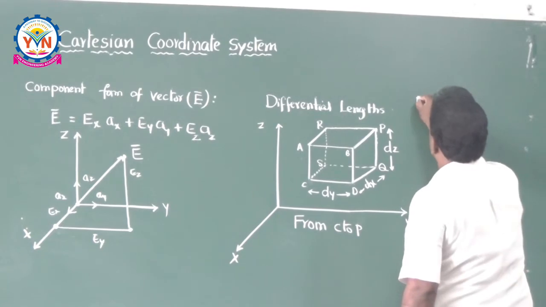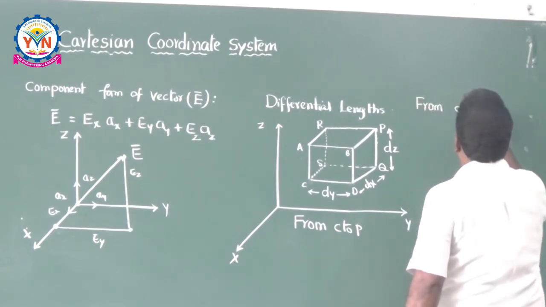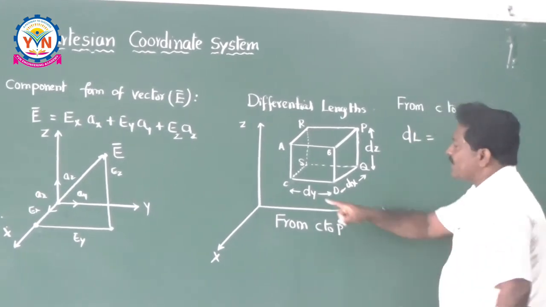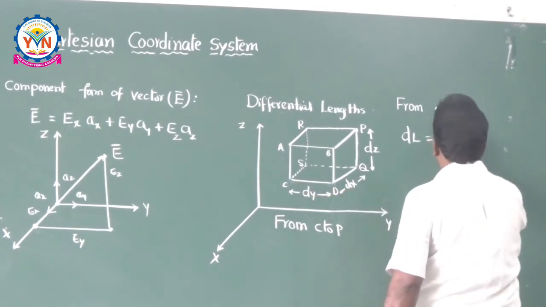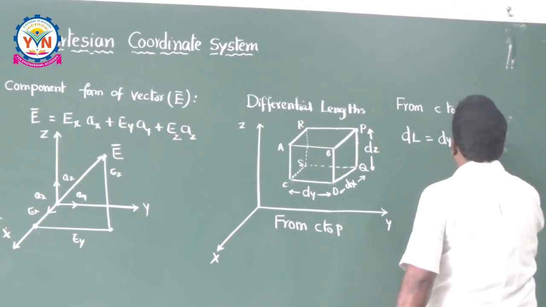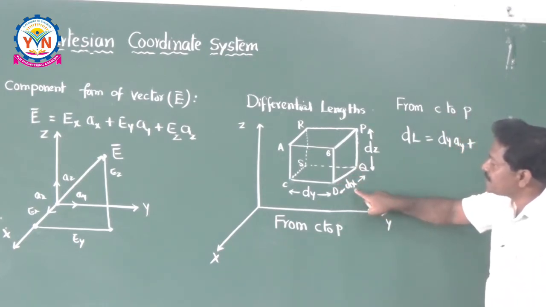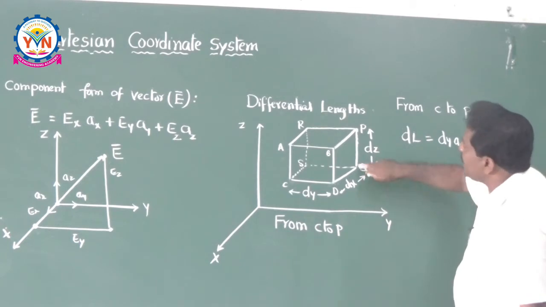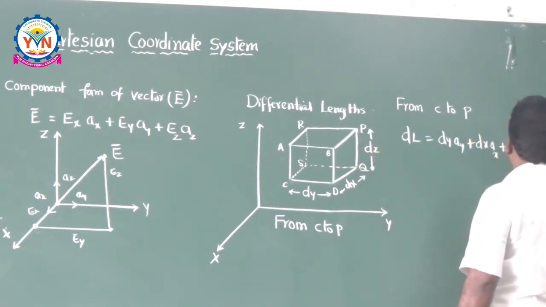So here, from C to P, what do I have to write? Differential length dl is equal to, first of all from C to D means dy, in which direction? Ay, plus, and in this direction from D to Q means dx into ax, so dx ax, plus the height, that means from Q to P, dz into az.